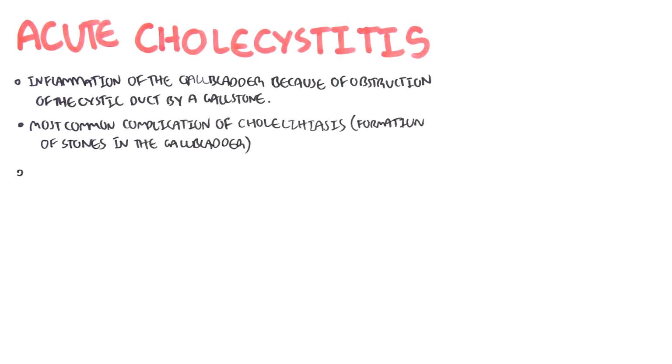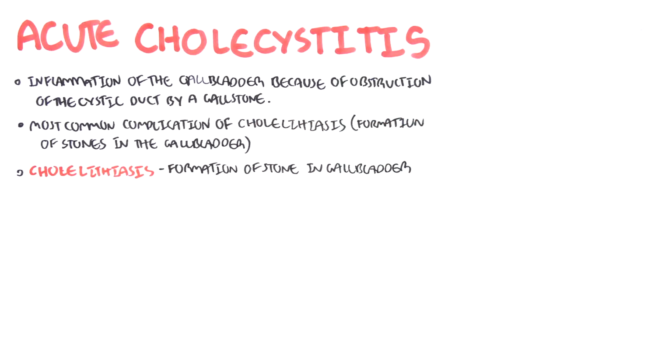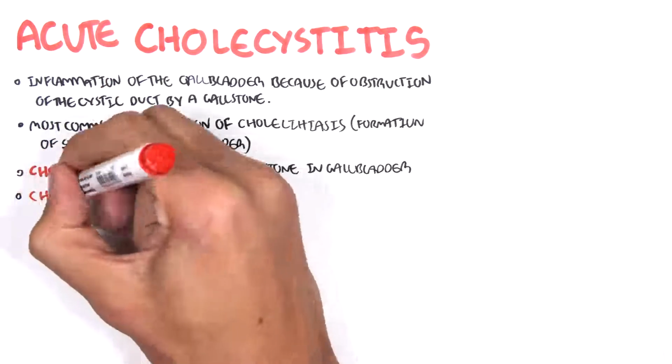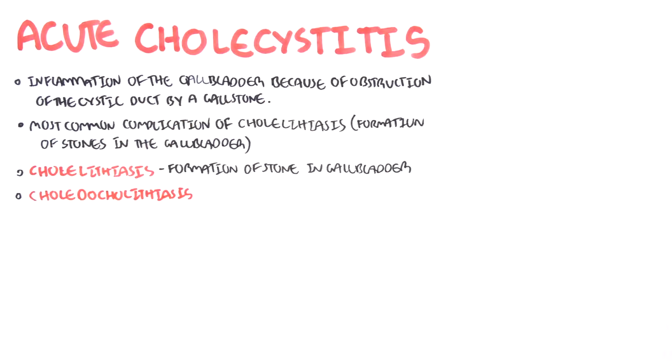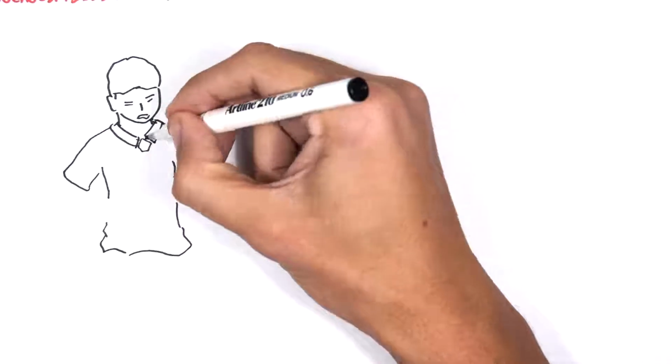Just to be clear, cholelithiasis is formation of stones in the gallbladder, which can lead to a few complications, one of which is acute cholecystitis. The other terminology, choledocholithiasis, is formation of stones, gallstones, in the common bile duct. But we will not focus on that here. In this video, we will mainly focus on acute cholecystitis, but really, we will also talk about every other complication, and hopefully we can get our head around it together.